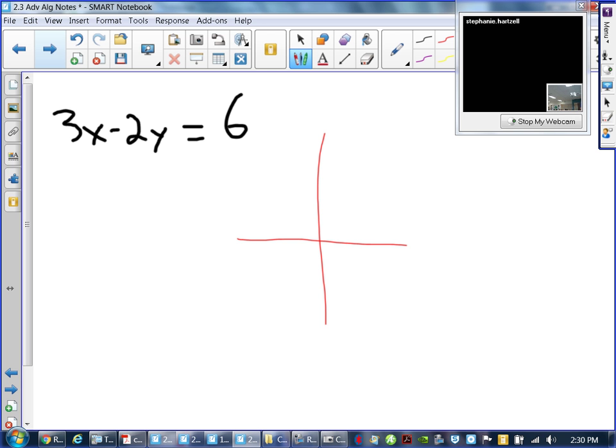Where's your x-intercept on this one? 2. X-intercept at 2, 0. Y-intercept at positive or negative 3? Negative 3. There you go. Quick graphs are your friend.